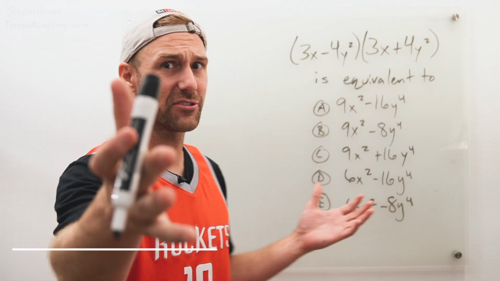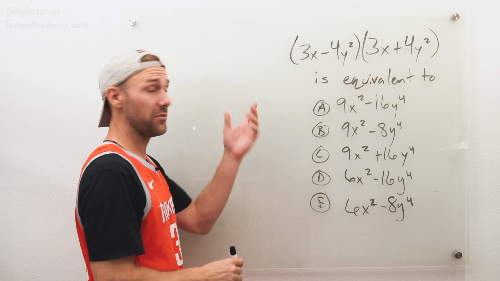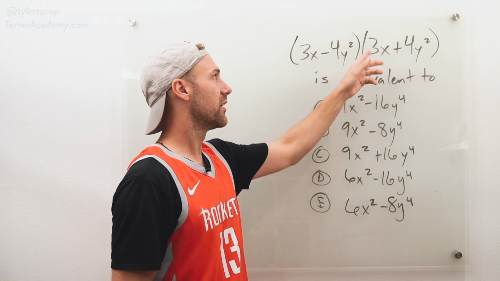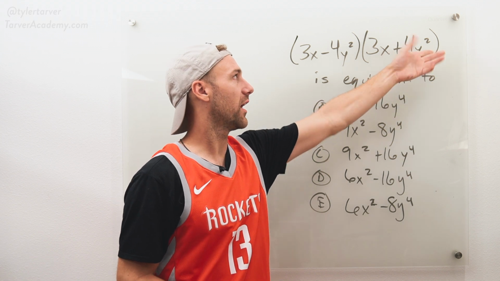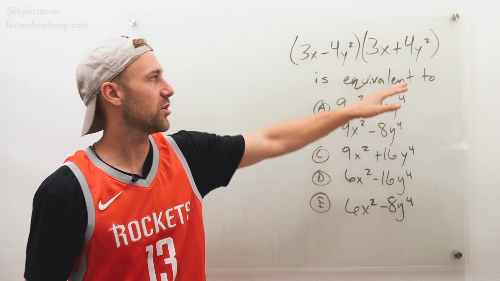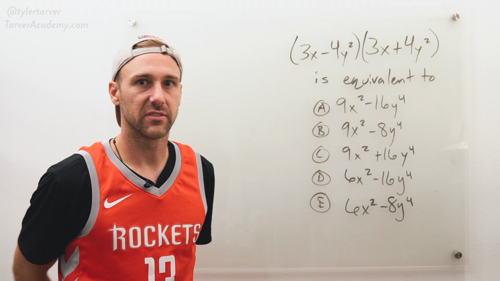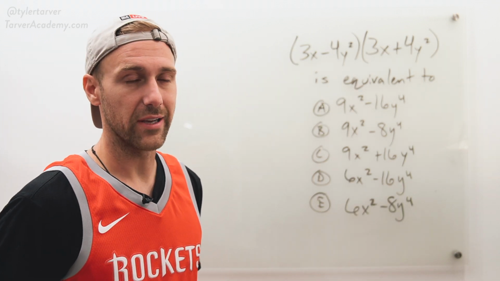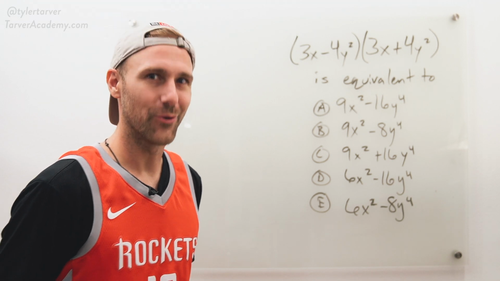Let's get started. We're going to learn some math today, and let's do that instead of hearing me talk. So we've got (3x minus 4y squared) times (3x plus 4y squared) is equivalent to, and then they have 5 options, okay? I want you to try to work this on your own, and then we'll work it together to see if you got it correct. You ready? Cool. Okay, here we go.